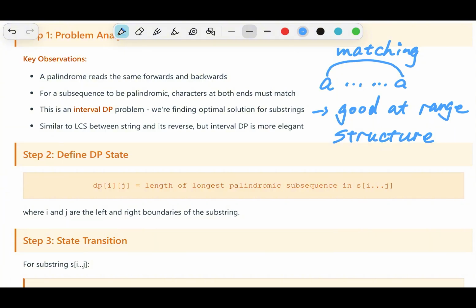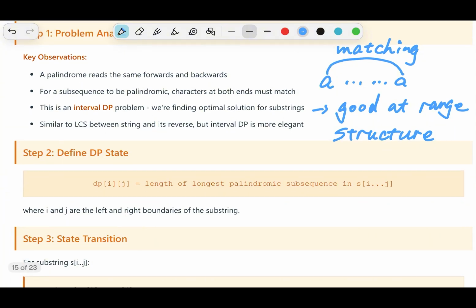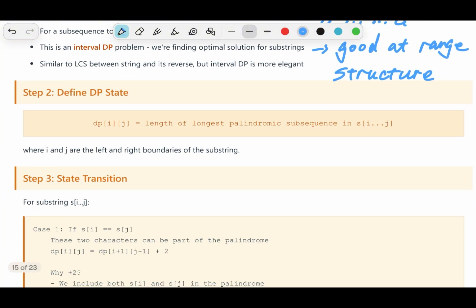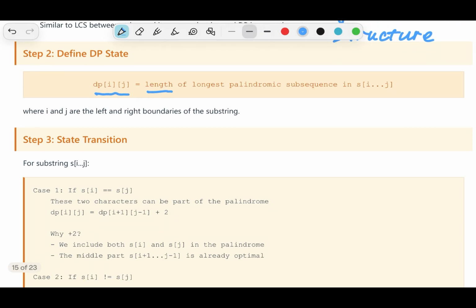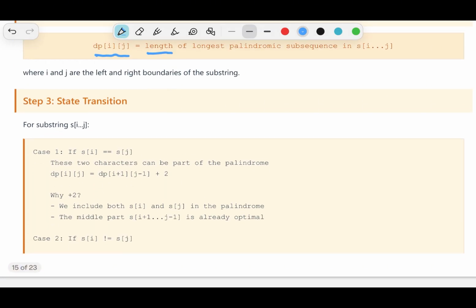And step 2, define our state. What do we need to remember? This is the most important step. We'll create a two-dimensional array, our DP table, and dp[i][j] will store one simple thing: the length of the longest palindromic subsequence we can find only within the slice of the string from index i to j.